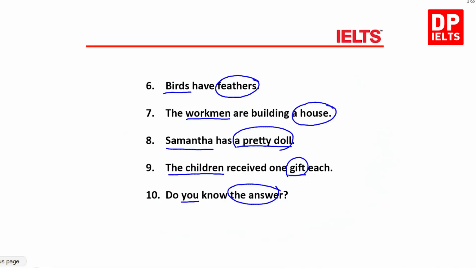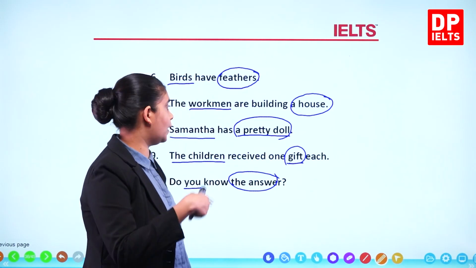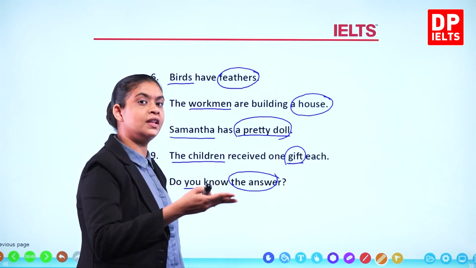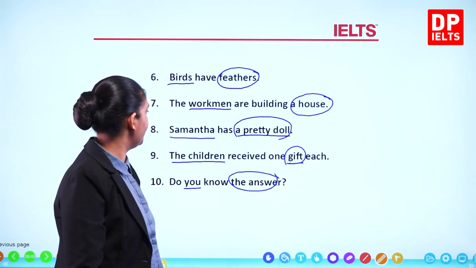Birds have feathers. කුරුල්ලන්ට පිහාටු තියෙනවා. කාටද පිහාටු තියෙන්නේ? කුරුල්ලන්ට. මොනවද කුරුල්ලන්ට තියෙන්නේ පිහාටු? The workmen are building a house. වැඩ කරන මිනිස්සු ගෙයක් හදනවා. කවුද හදන්නේ? වැඩ කරන මිනිස්සු. මොනවද හදන්නේ? ගෙයක්. ඒ හින්දා ගෙයක් කියන එක ඔබ්ජෙක්ට් එක.